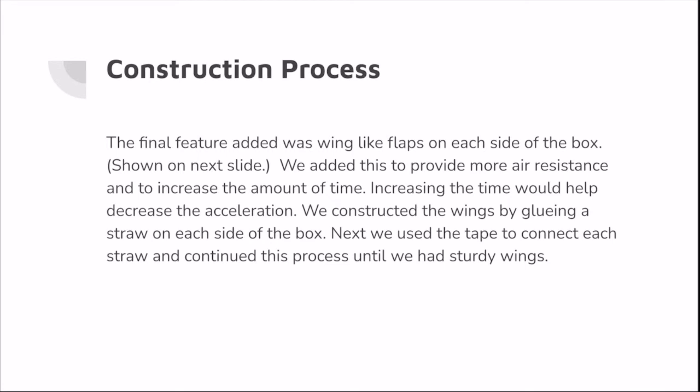This provided air resistance and increased the total amount of time. This was super useful because increasing the time would lower the velocity and therefore lower the acceleration. And we did this by constructing the wings by gluing a straw on each side of the box. Then we used tape connected to each straw and continued this process until we had sturdy wings.